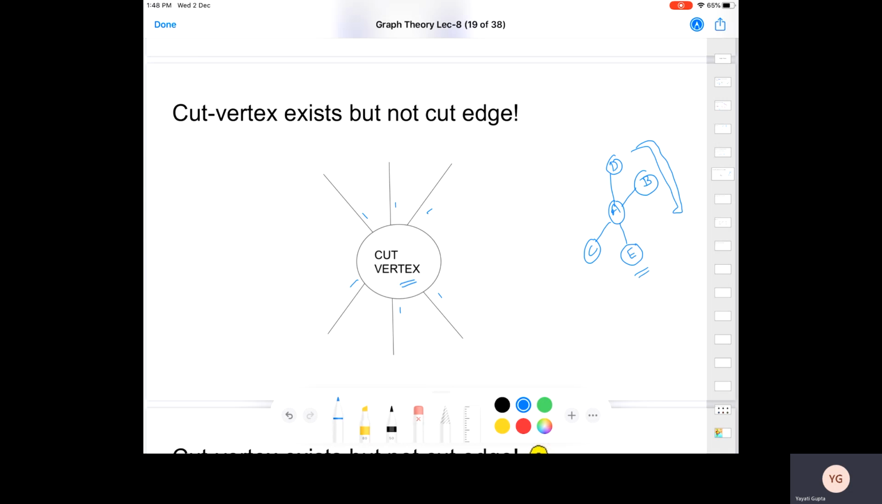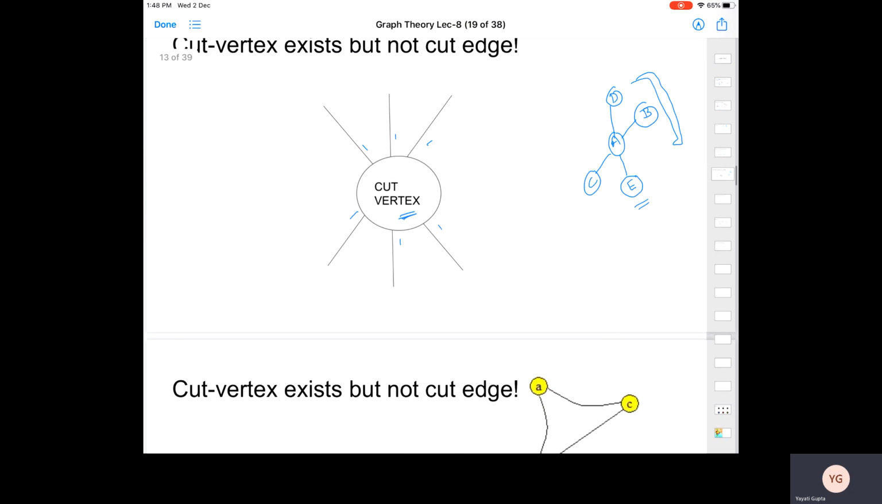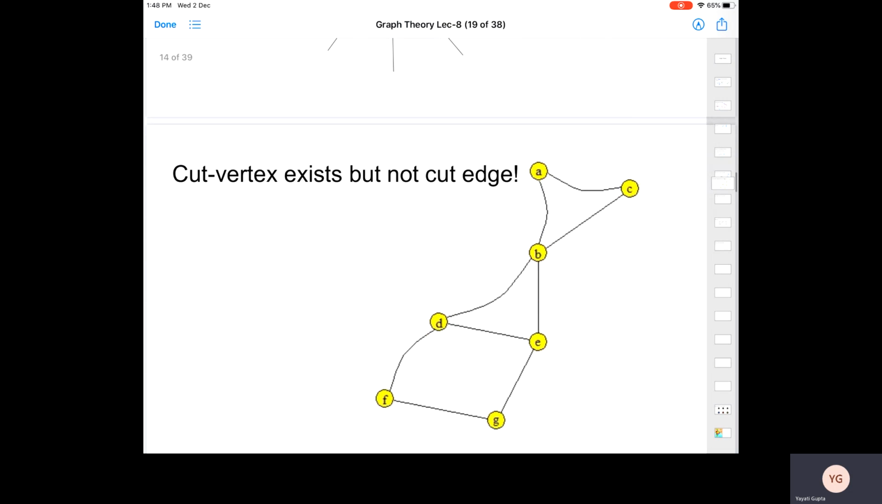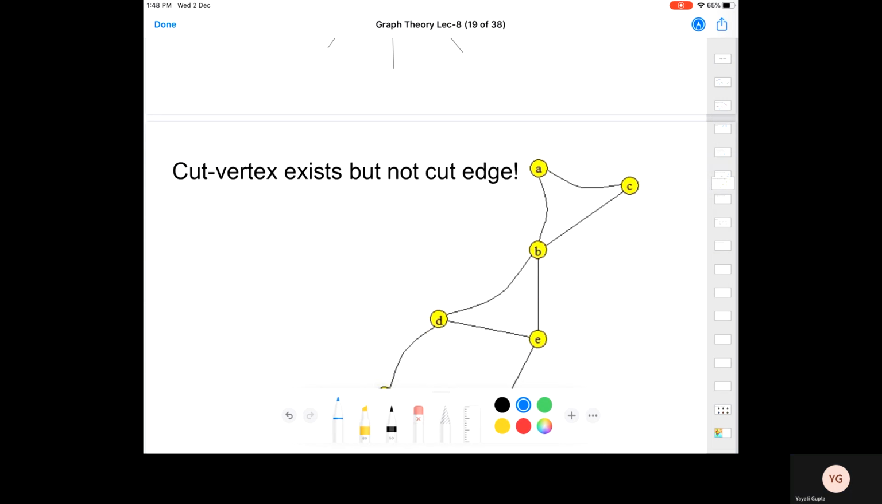But is it true in every example? Do you think in any graph, all the edges which are incident on a cut vertex are cut edges or not? So let's look at a slightly different example. In this graph here, what is the cut vertex? I think we have only one cut vertex here, which is B. And we have 4 edges which are incident on B. And you see here, do you think they are cut edges?